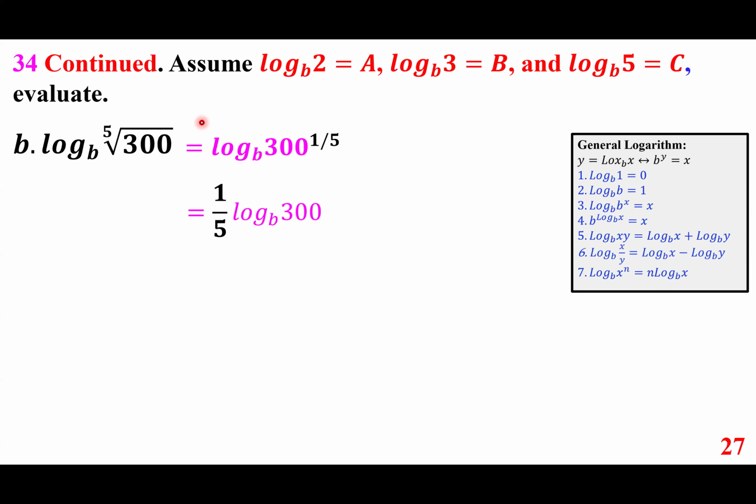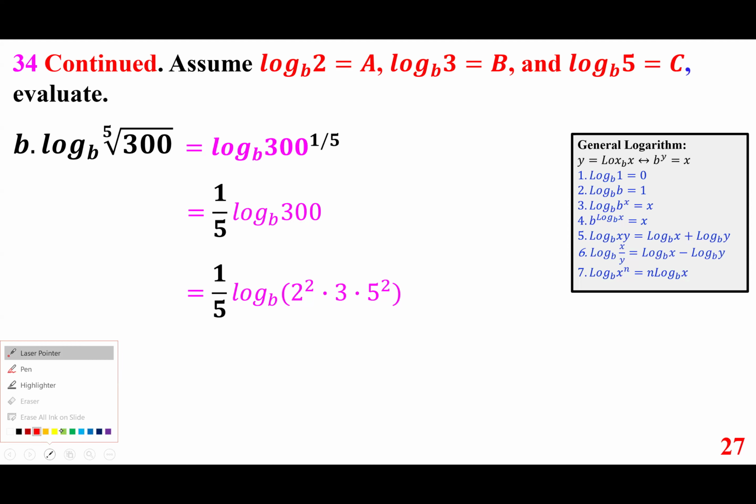Now we are almost there. We have to decompose 300. You may recognize this as 2 squared times 3 times 5 squared. I will go over the factoring, but then I also give you the easy way out. So hopefully you remember it from algebra. So here's what we do with 300.